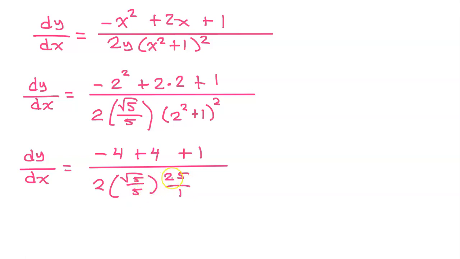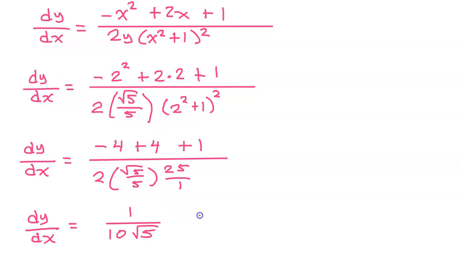On the next step, this 5 will divide into this 25 and make a 5. And in fact, that 5 times 2 will make 10. So expect to see a 10 radical 5 in the denominator. In the numerator, the negative 4 and the positive 4 just cancel each other out.